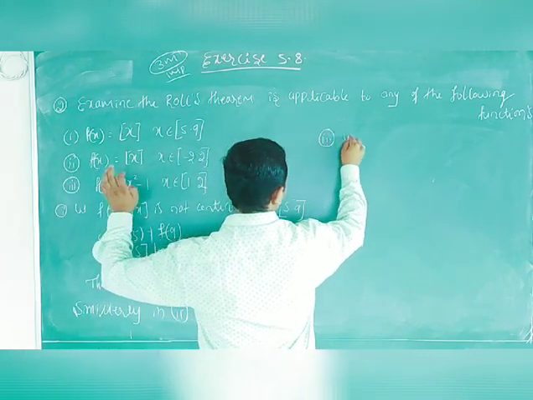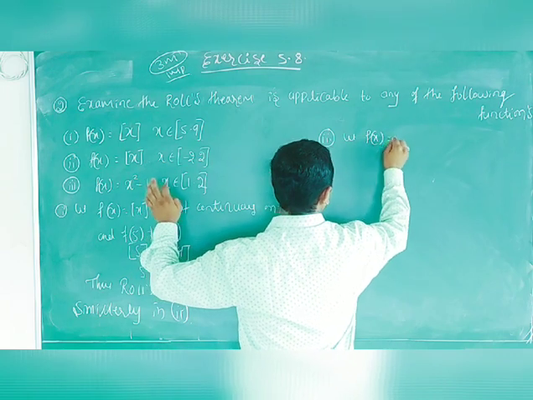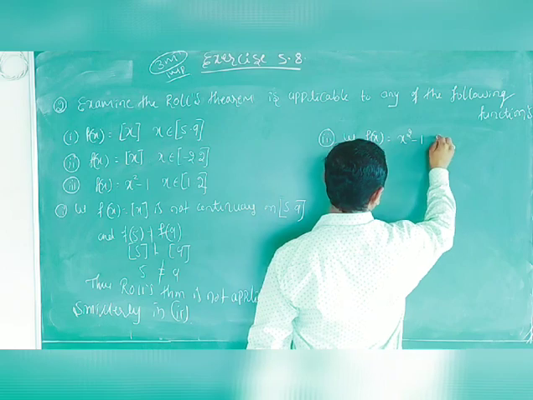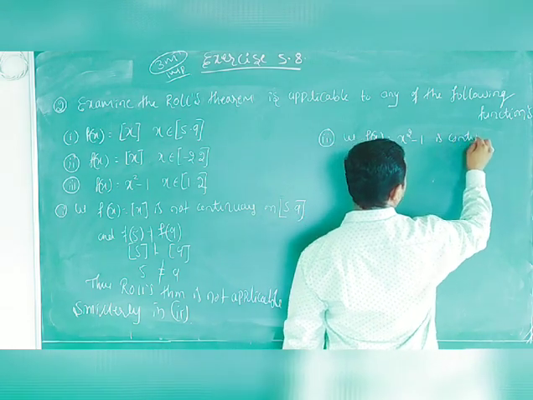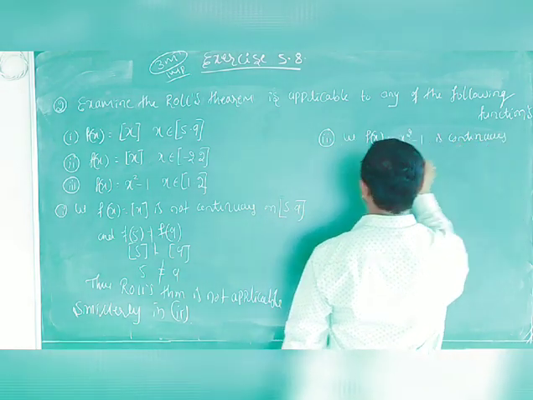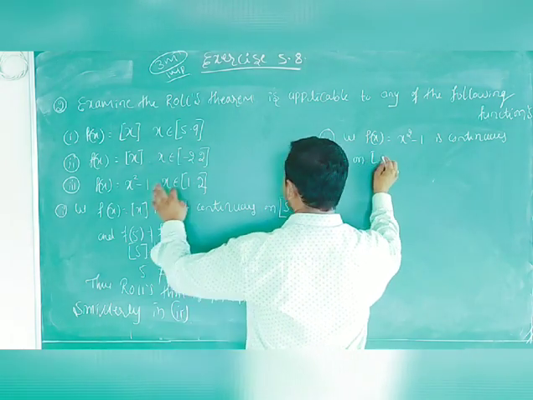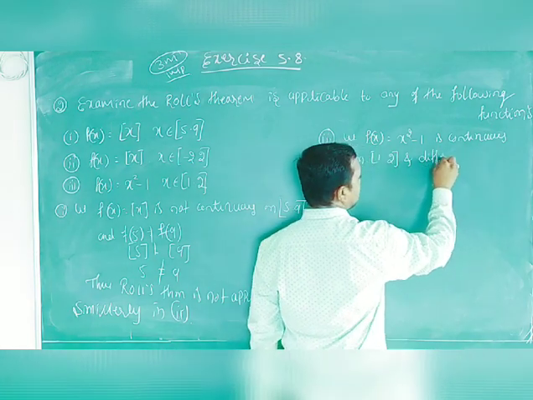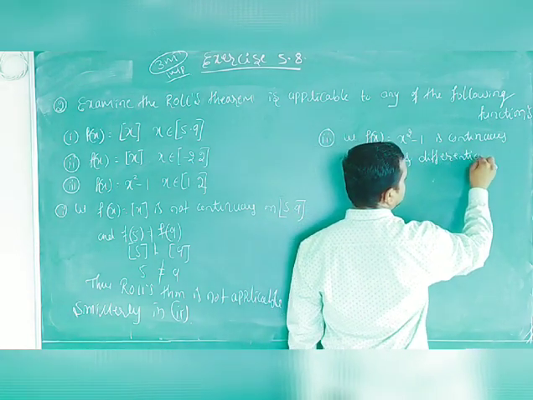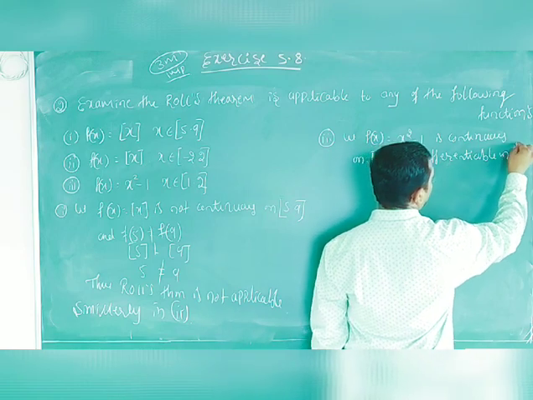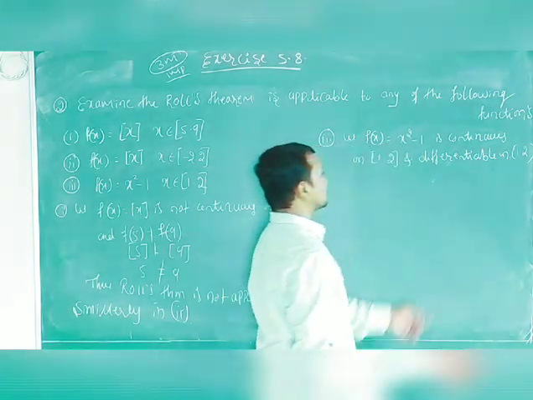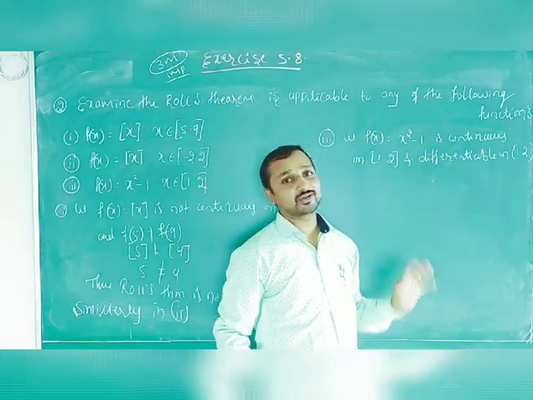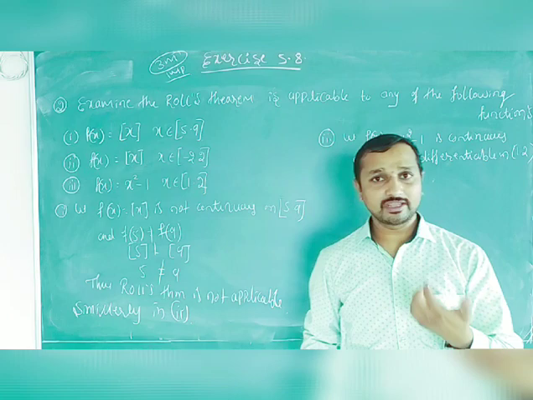This is a polynomial function. Let f of x equal to x square minus 1, a polynomial function, which is continuous, obviously on the closed interval 1 comma 2, and differentiable on the open interval 1 comma 2. This is obvious because it is a polynomial function. A polynomial function is continuous on the closed interval and differentiable on the open interval, and we need to check f of a equal to f of b.